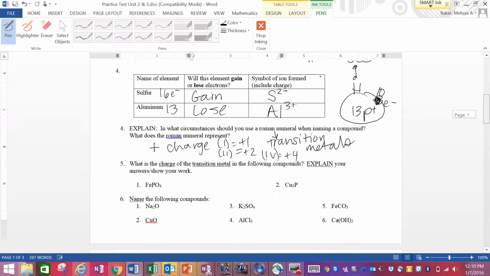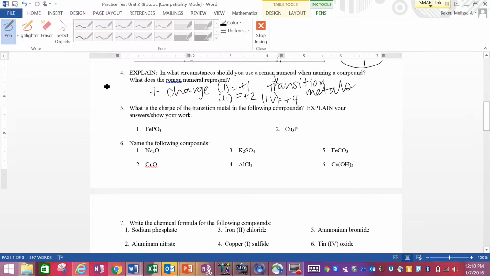So what would the charge of the transition metal be in the following compounds? FePO4. PO4 you should recognize as a special polyatomic ion that has a -3 charge. That means Fe would have a +3 charge to cancel it out. +3 and -3 makes 0. Number 2 is a little trickier. It takes 3 coppers to cancel out 1 phosphide. That phosphide has a -3. So what charge must each copper have? A +1. So you would name this copper 1 phosphide.